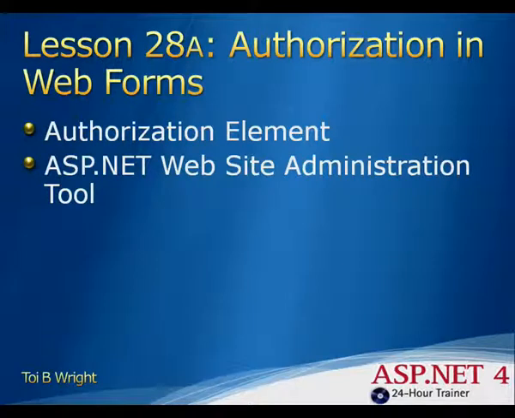These are the attributes of the deny and allow elements. Users. This attribute is used to identify one or more users. You can identify users by name, or you can use the question mark to represent all anonymous users and the asterisk to represent all unauthenticated users.